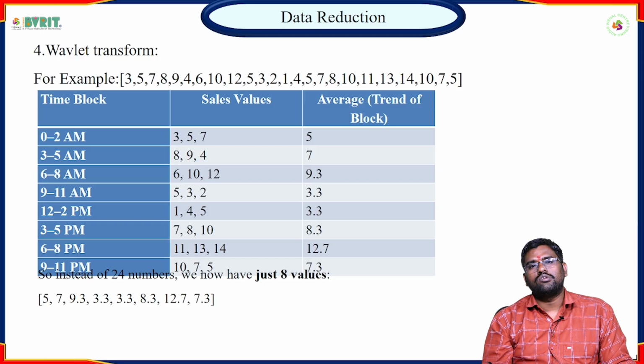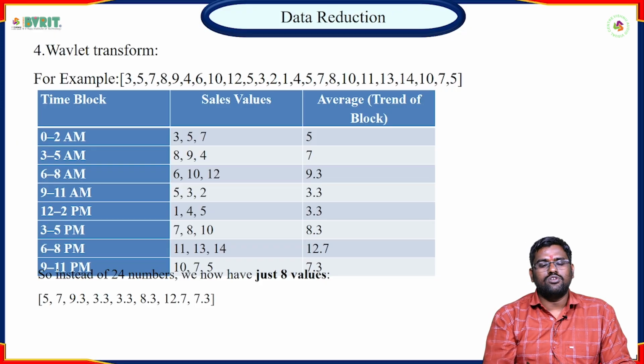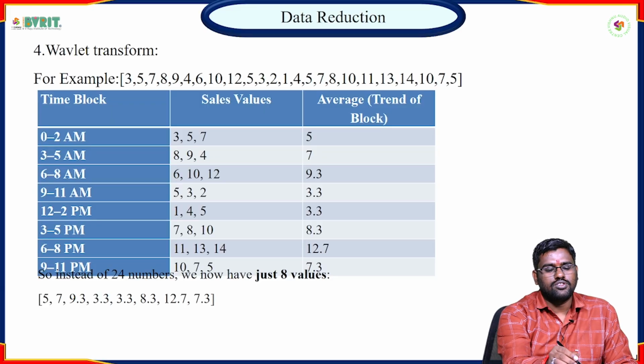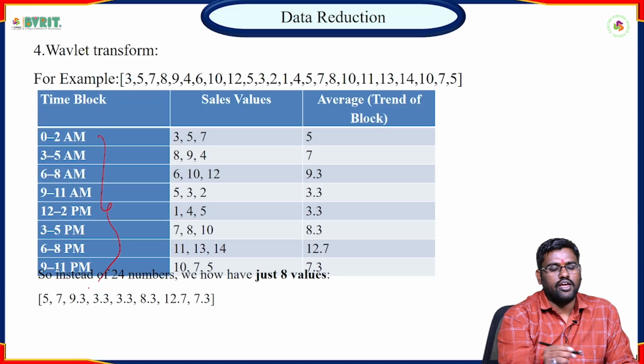So wavelet transform is used to reduce data. Actually, this wavelet transform is used for the 24 hours in a day. Representing all 24 hours in the data set is not possible, and it will take more time to execute. So what we are doing is reducing the 24 hours of time into a smaller set of hours. See here, these are the 24 hours of time we have taken.